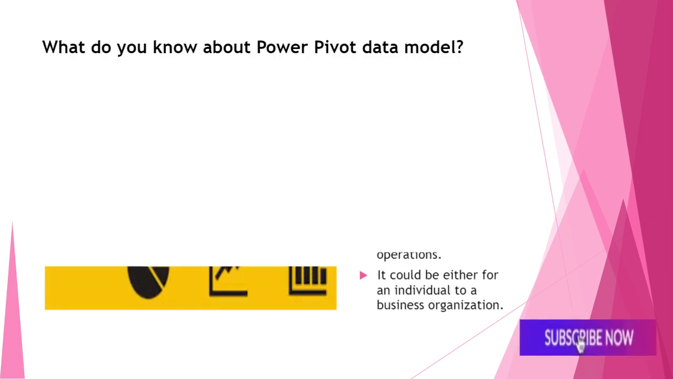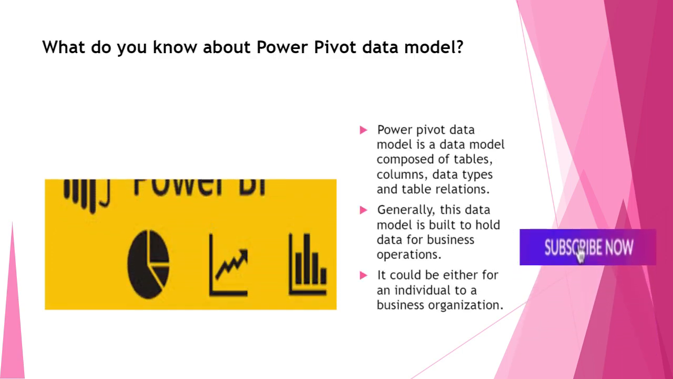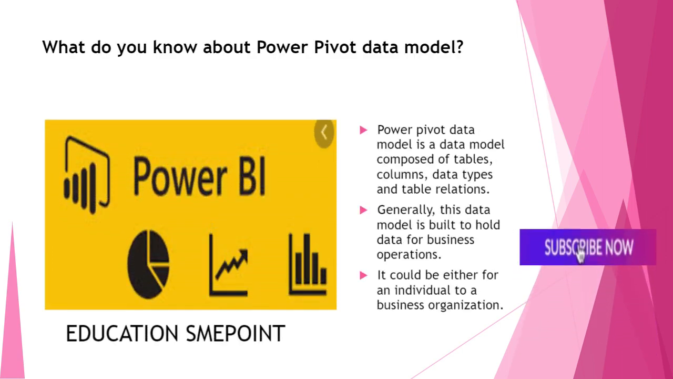What do you know about Power Pivot Data Model? Power Pivot Data Model is a data model composed of tables, columns, data types and table relations. Generally, this data model is built to hold data for business operations. It could be either for an individual to a business organization.